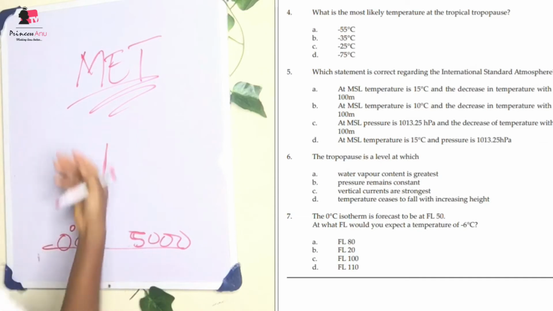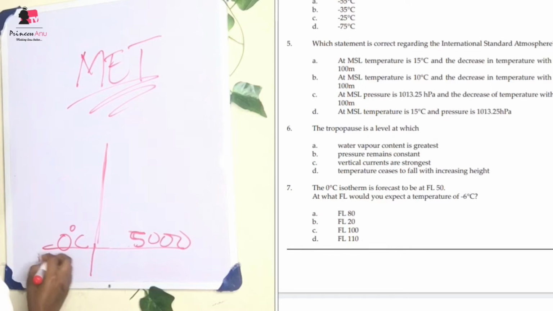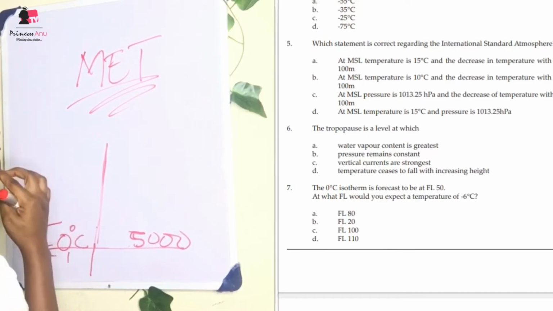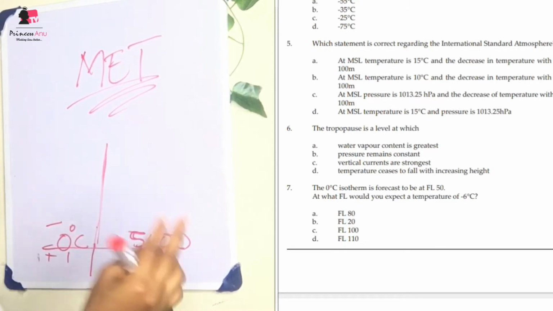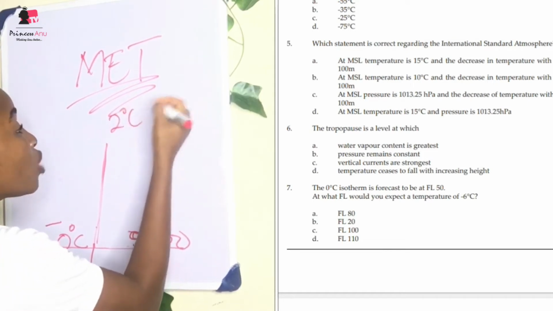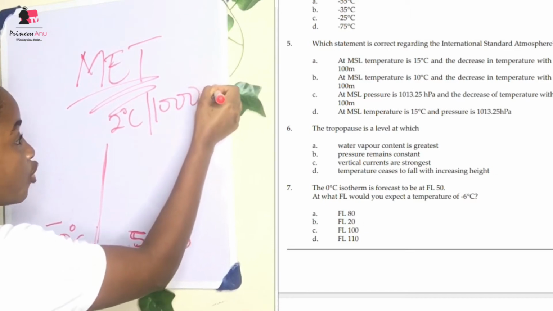So we are looking for -6 degrees Celsius, and you know that in mathematics, down you have plus, you're going to have +1 and all that. When you keep going up here, you're going to be having a minus sign. So you have minus, but now it's going to be reducing by 2, because the lapse rate says for every 1,000 feet, it reduces by 2 degrees Celsius. That's the lapse rate.